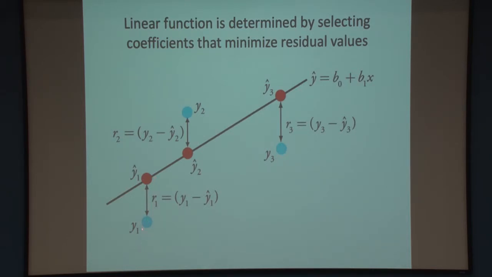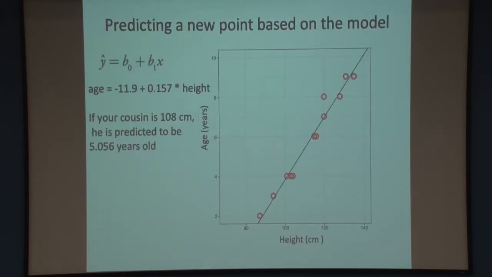And the way that it determines the best fit line is by trying to reduce the distance between the real data points and the data points that you would expect from the model. So if you take all these distances and try to reduce them, you can get a best fit line. And that's how linear regression works.